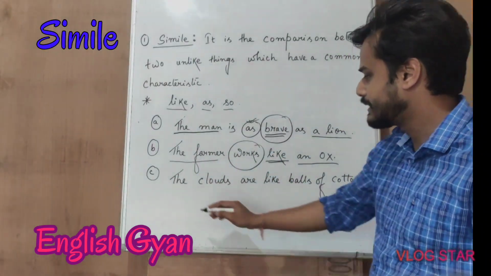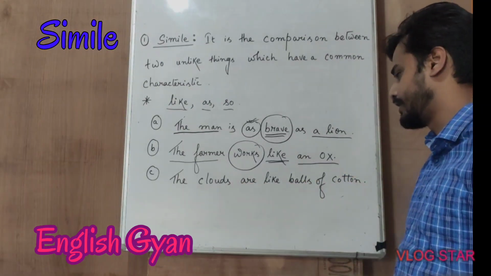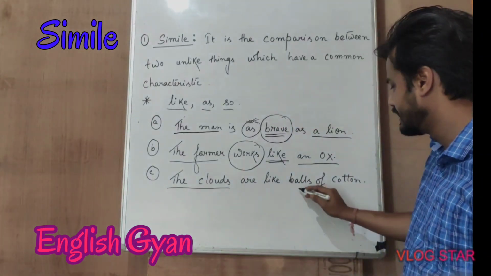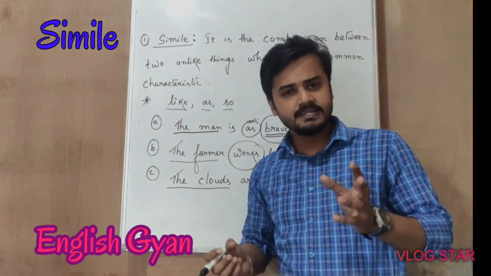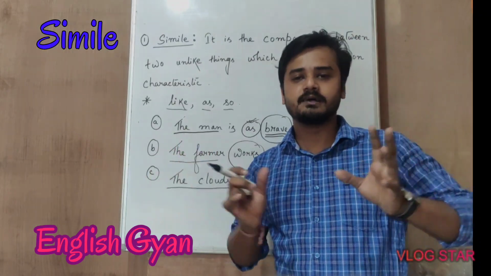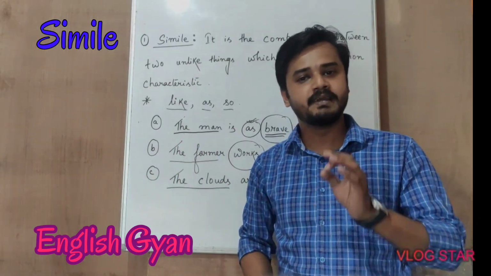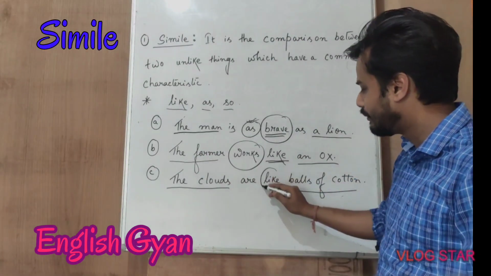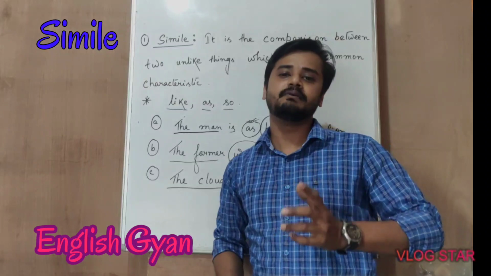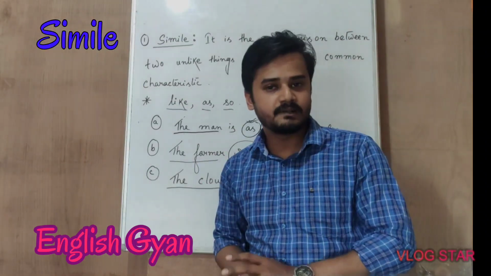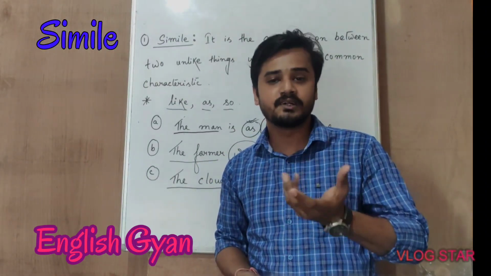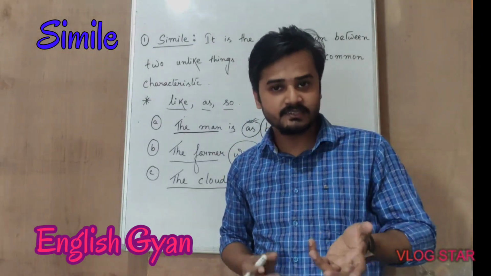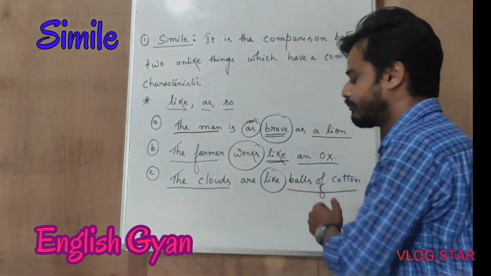And the last sentence is, the clouds are like balls of cotton. Here again I am comparing two things. I am comparing the clouds with balls of cotton. It is very clear to us that the clouds and the balls of cotton are completely unlike, completely different things. But I am again comparing these two unlike things by using the word like to bring out a common similarity between them. We must have seen that sometimes the clouds in the sky look like balls of cotton. They have a similarity in their looks. So that is why I am comparing the clouds with balls of cotton.